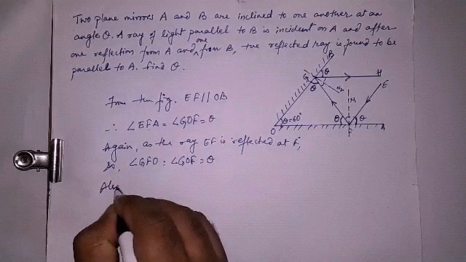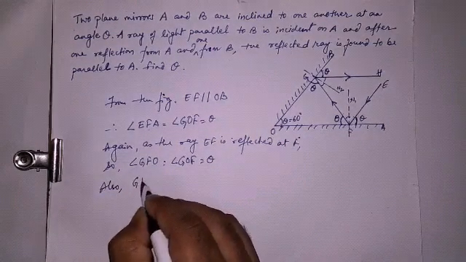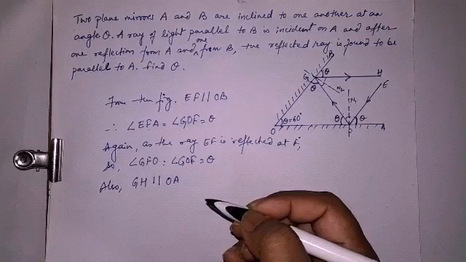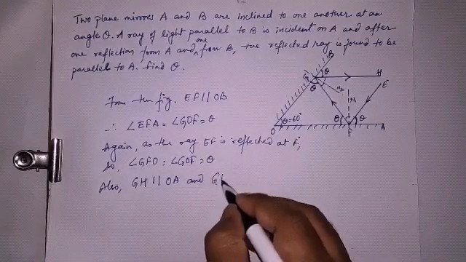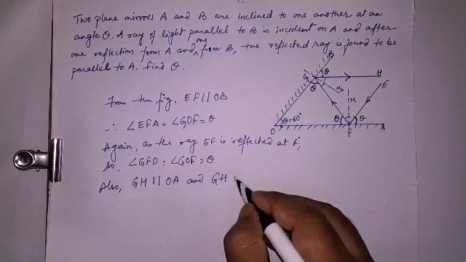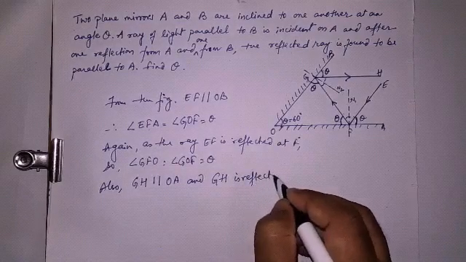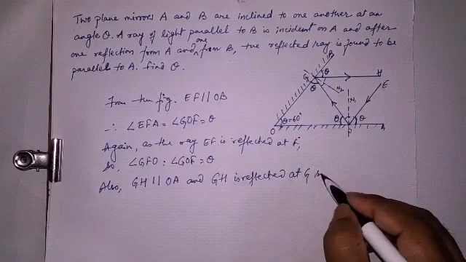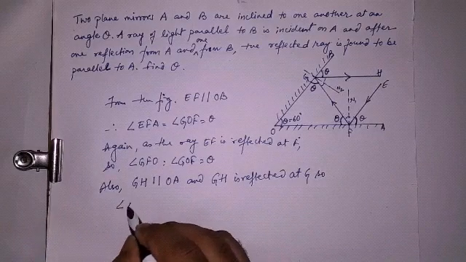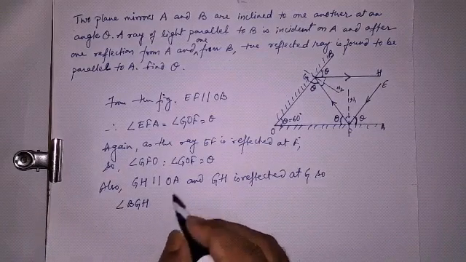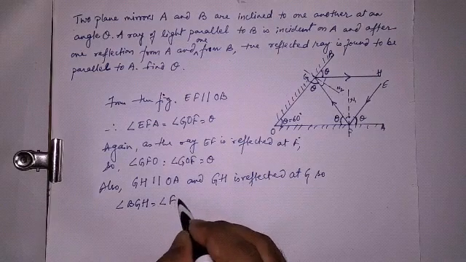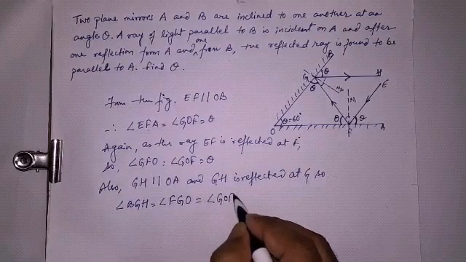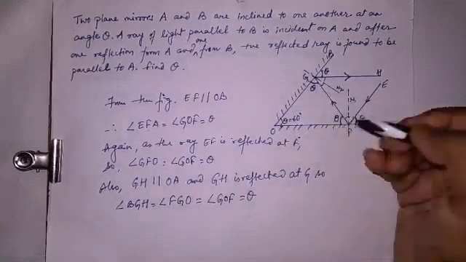Also, GH is parallel to OA and GH is reflected at G. So angle BGH will be equal to angle FGO, which will be equal to angle GOF, which is equal to theta.